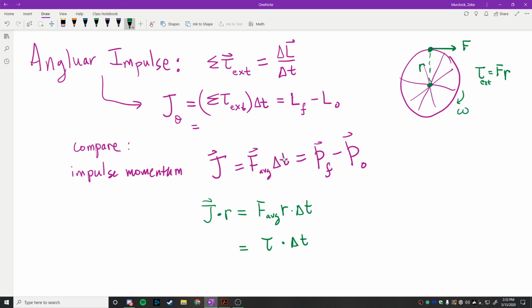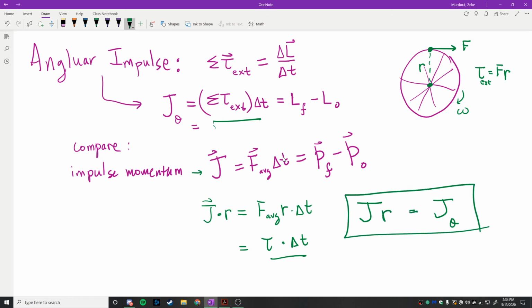So if I'm given an impulse J and I want to find the angular impulse, if you look at this statement and this statement right here, this tells us that I just need to multiply by the distance R. This is generally what we're going to do. We're not going to have to worry about this intermediary term. We're just going to say the angular impulse J sub theta is equal to just the impulse J multiplied by R, okay? So big J is linear impulse.